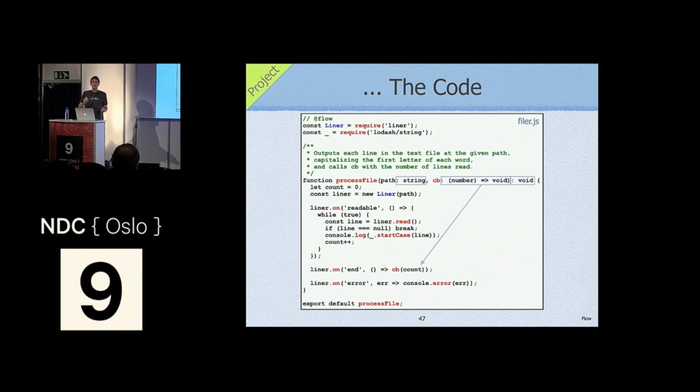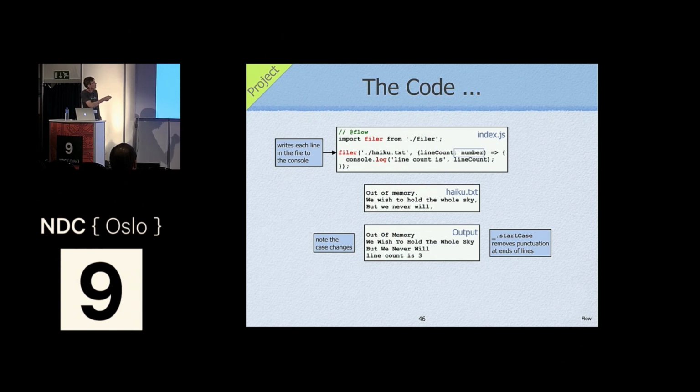And if this was a really long file, I may get several of these readable events. And when it's finished, I'll get an end event. And that's when I know it's time to invoke my callback function. And so I call the callback with the count. I might get an error. In that case, I'm printing out the error and then export that. And so going back to the previous slide, notice that the thing that I'm exporting is a function called process file. But over here on the import, I could call that anything I want. So I called it filer over there.